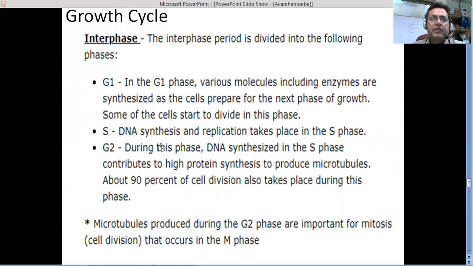S is the DNA synthesis and replication takes place during the S phase. G2, during this phase, DNA synthesized in the S phase contributes to high protein synthesis to produce microtubules. About 90% of cell division also takes place during this particular phase. The microtubules produced during the G2 phase are important for mitosis, or cell division that occurs in the M phase.